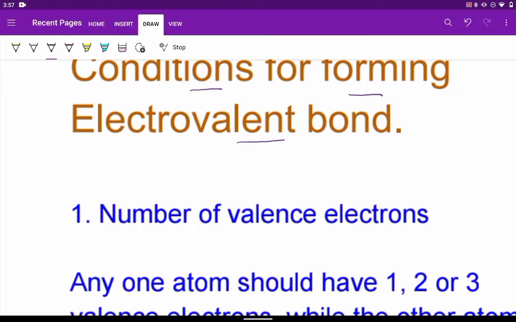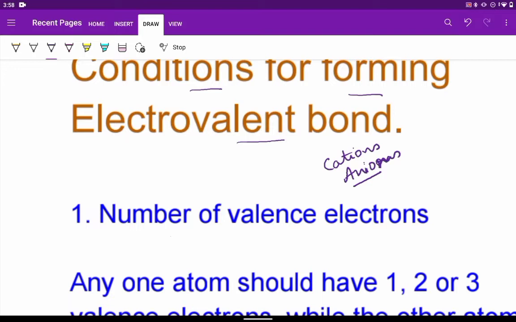So electrovalent bond is formed by electrostatic force of attraction between oppositely charged ions, which are namely cations, which are positively charged, and anions. Cations like Na+, Mg2+, anions like Cl-, chloride. So when the electrovalent bond formation takes place, certain conditions are to be fulfilled.